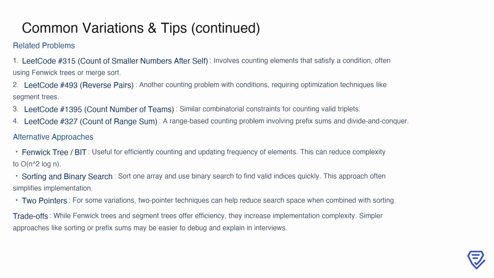In terms of alternative approaches, Fenwick trees or binary index trees are excellent tools for efficiently counting and updating frequencies, bringing the complexity down to O(n^2 log n). Sorting combined with binary search can also help quickly locate valid indices, offering a simpler implementation. Two-pointer techniques can be effective in specific variations of this problem, especially when paired with sorting to narrow down the search space. However, remember that more advanced structures like Fenwick or segment trees, while efficient, do increase the complexity of implementation. Simpler methods, like sorting or prefix sums, might be easier to debug and explain in a high-pressure interview setting, so choose your approach wisely based on the context.